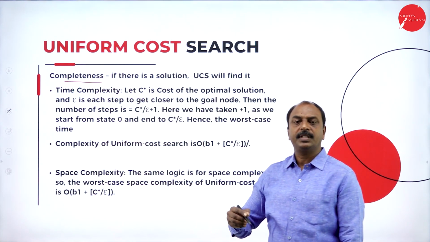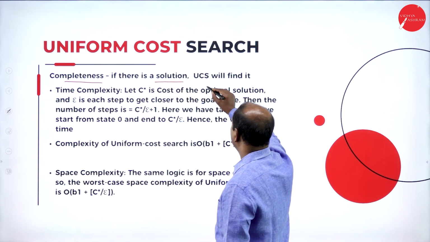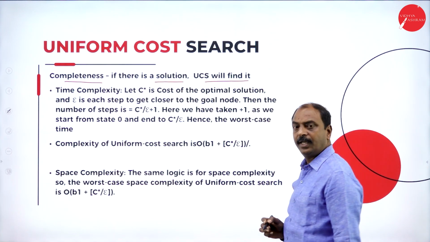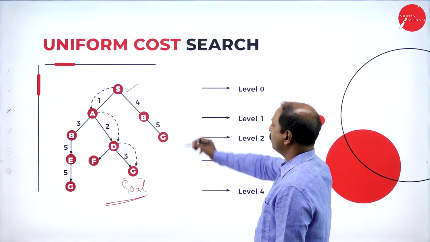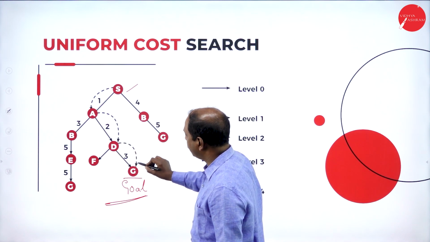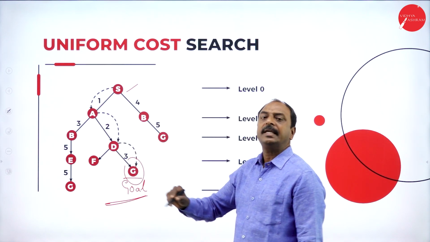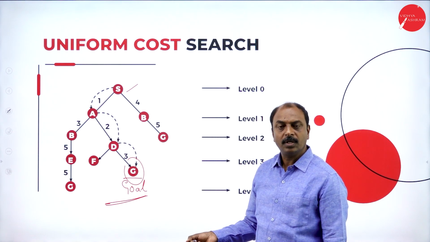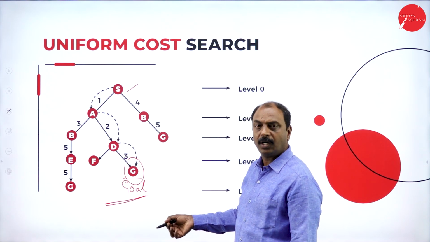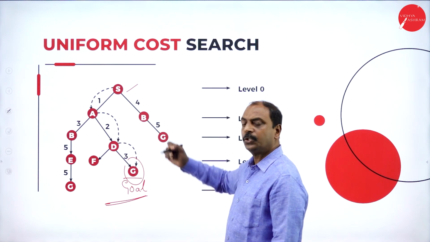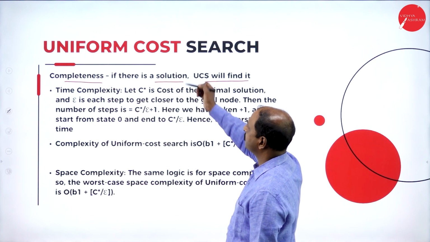Here, whether the algorithm is complete or not: yes, if there is a solution, it will find it. If you look at the previous example, either it takes this route or any other route, but if the goal node is not available or it is not able to reach the goal node, then it is incomplete. That is the first point.